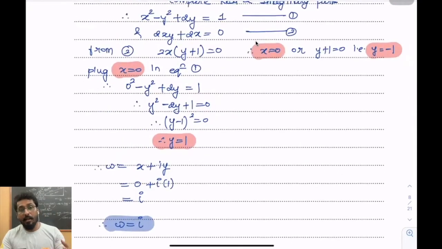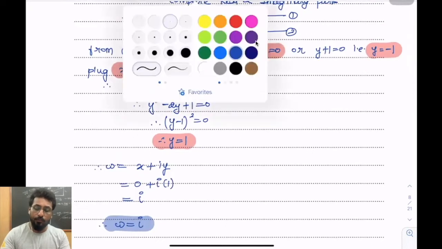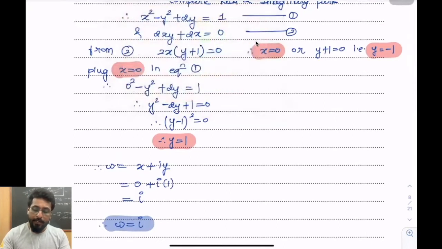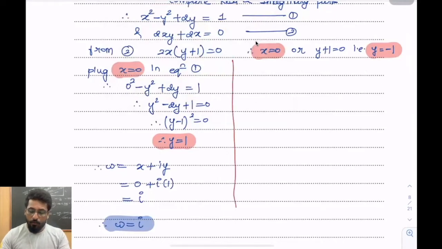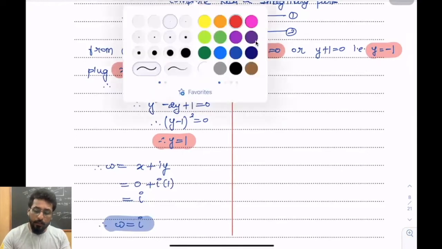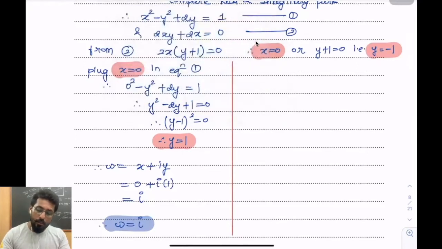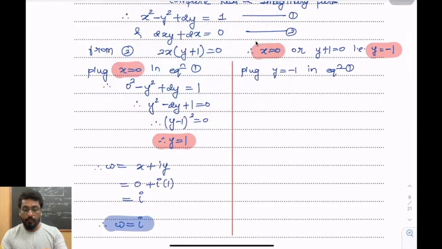So this answer I've got by plugging the value of x as 0. I have one more value, y is equal to negative 1. I'm going to use that value also. So I'm going to plug the value of y now. And the value of y has to be taken how much? It has to be taken negative 1. So let's begin for the second set of values. So plug y as minus 1 in again the first equation, right? We are just solving the first equation here.